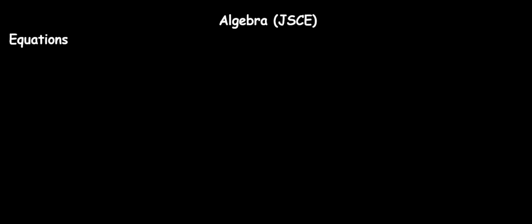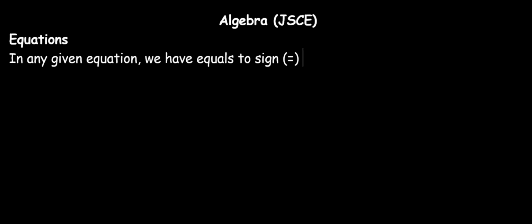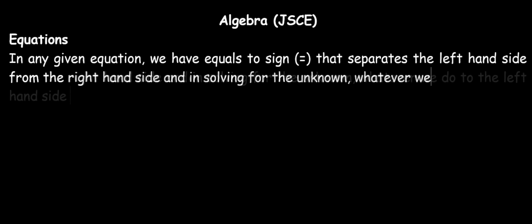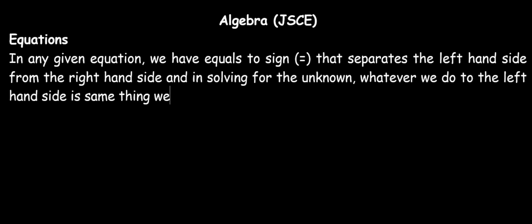In any given equation, we have an equals to sign that separates the left-hand side from the right-hand side. And in solving for the unknown, whatever we do to the left-hand side is the same thing we do to the right-hand side to balance the equation.